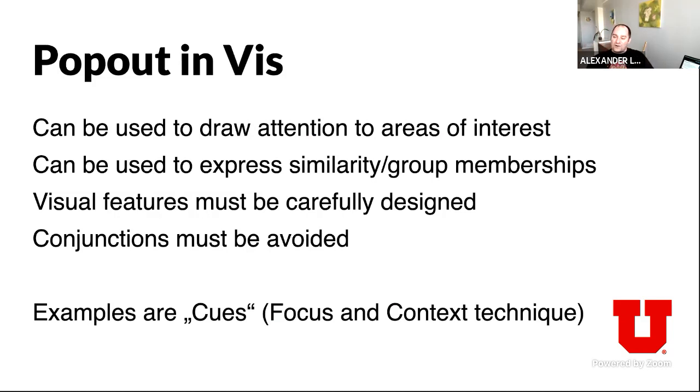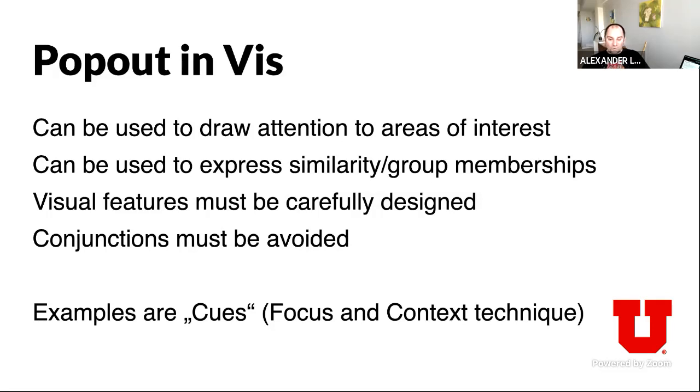Well, it can be used to draw attention to areas of interest. For example, if you search for an item in a PDF or in a browser, what's happening is that the match is color highlighted. The browser or your PDF viewer uses a pop-out feature to draw your attention to that area of interest. It can also be used to express similarity or group membership. If you have two items that are alike for some reason, you can use the same pop-out variable to encode them, and then you can show that these are similar and belong to the same group.